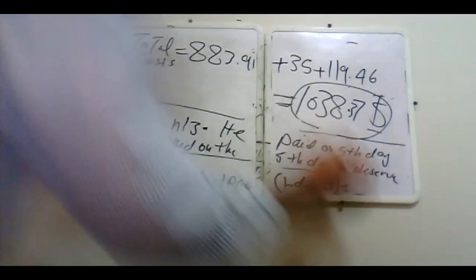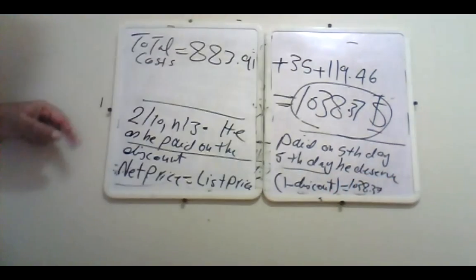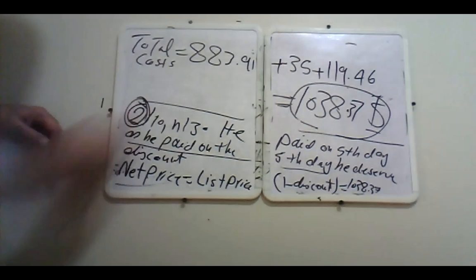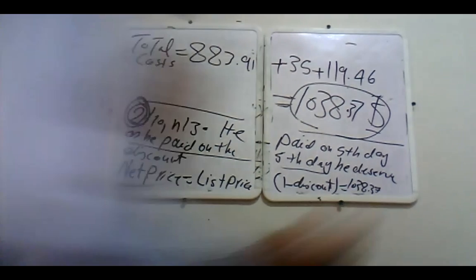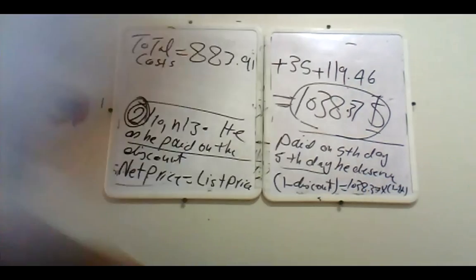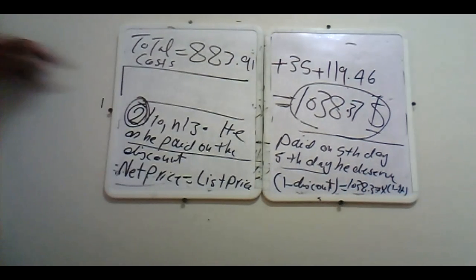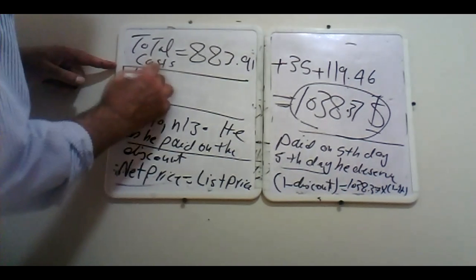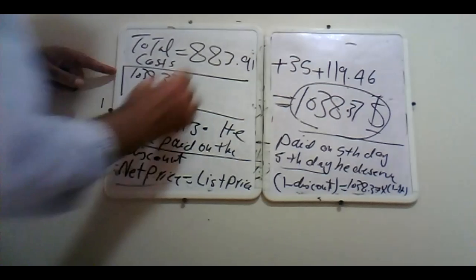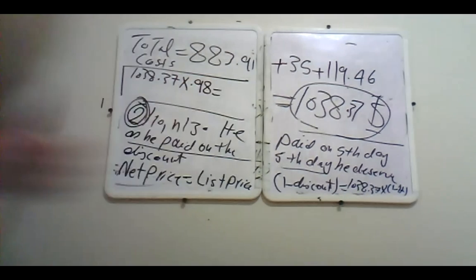The list price is 1038.37 and the discount is 2%. That means multiplied by 1 minus 2%, so he will pay 1038.37 multiplied by 0.98. Let's see what it will give you.